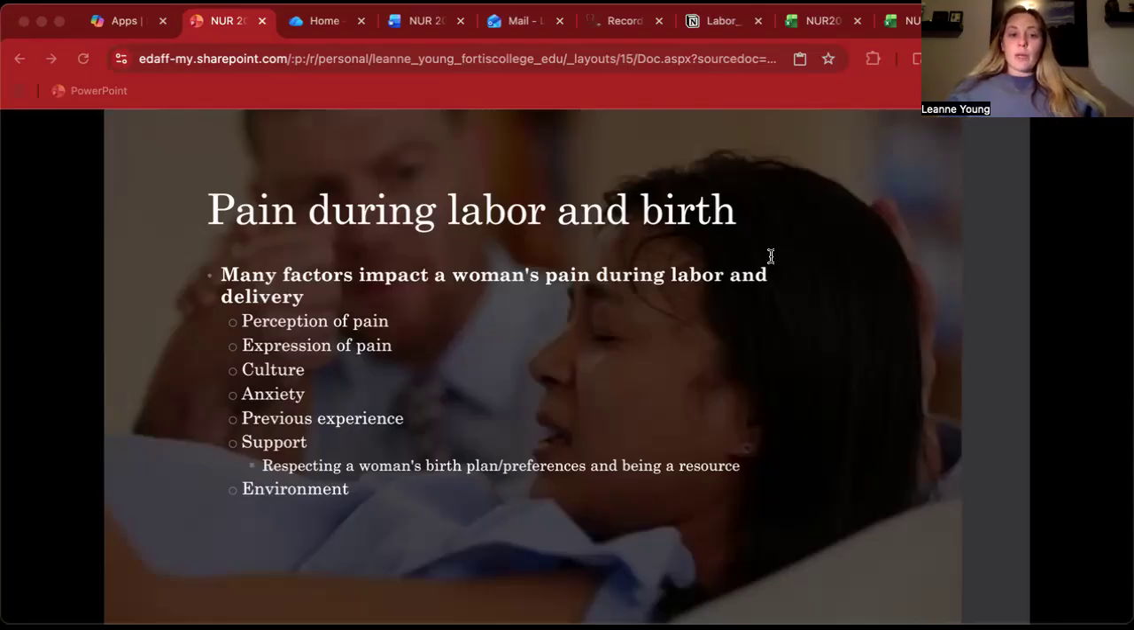Support. So we need to respect a woman's birth plan and preferences and be a resource rather than a hindrance. Okay. Birth plan is something that we see a lot in labor and delivery. We see that with almost every patient now, that women will come with a written birth plan. So it is our job as a labor nurse that if it is possible to help her achieve her labor goals, we help her achieve them.